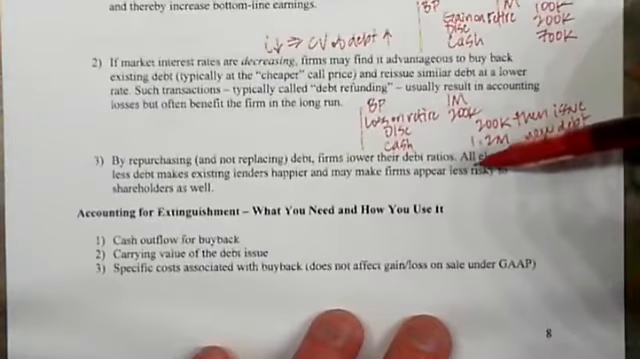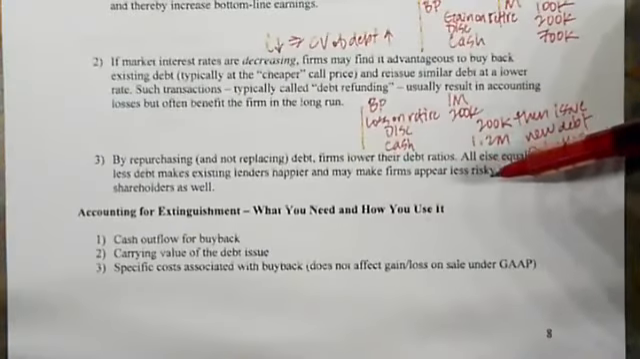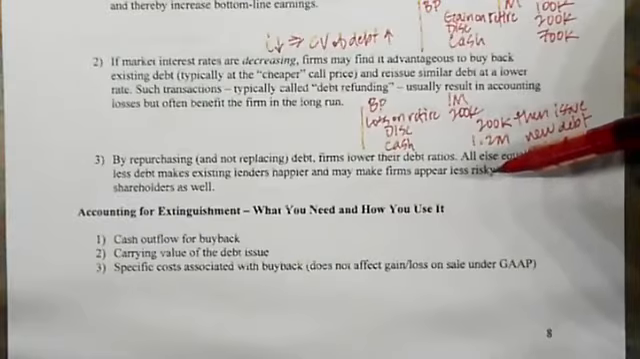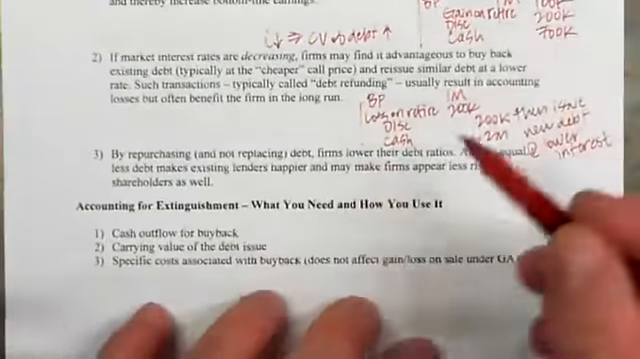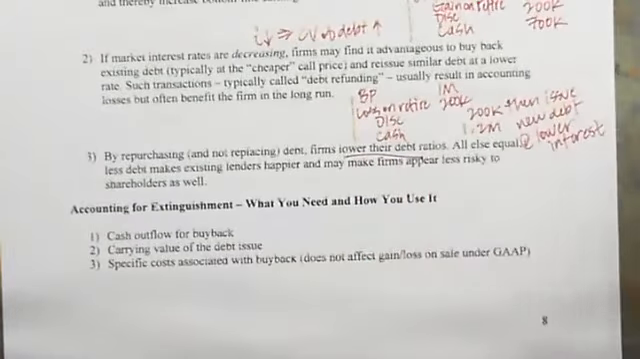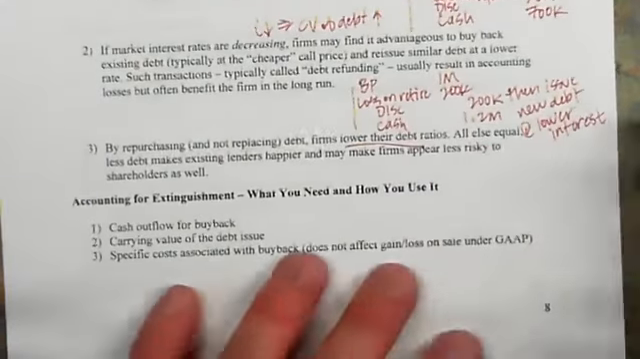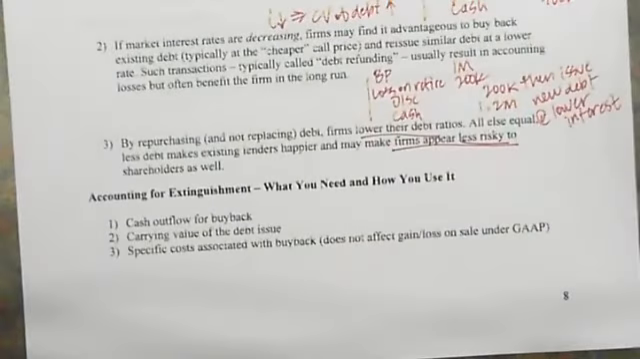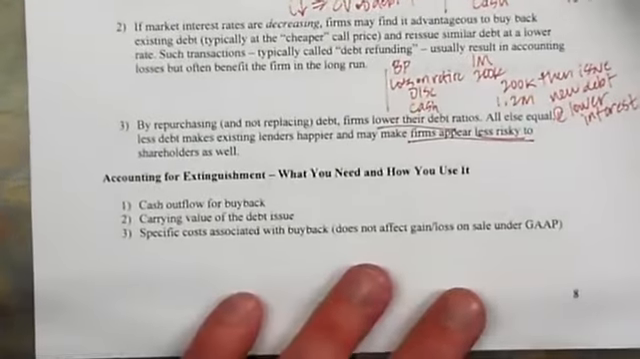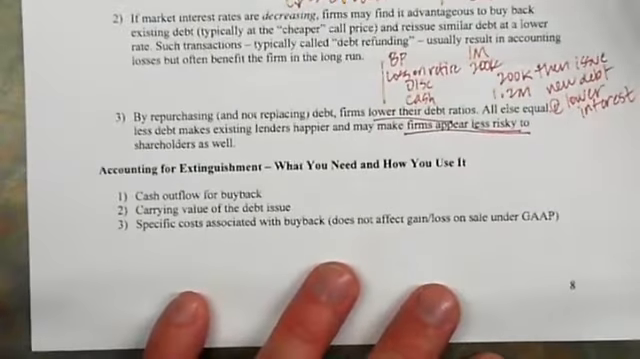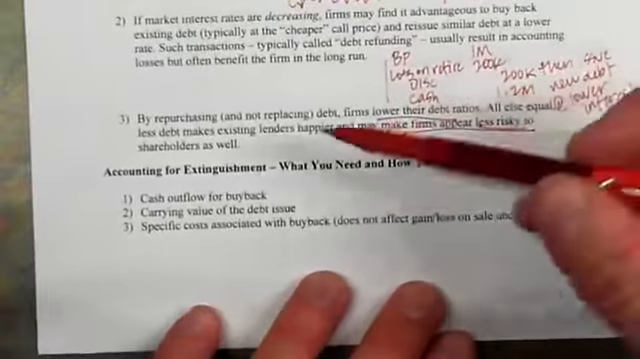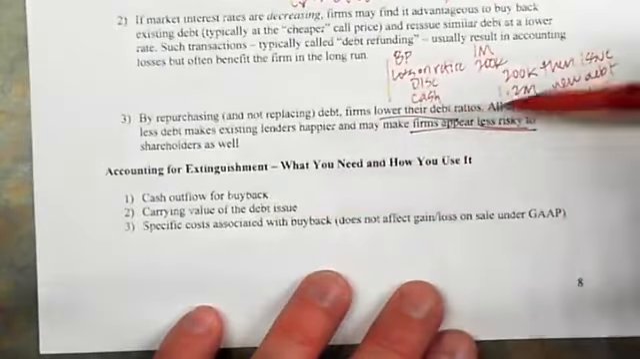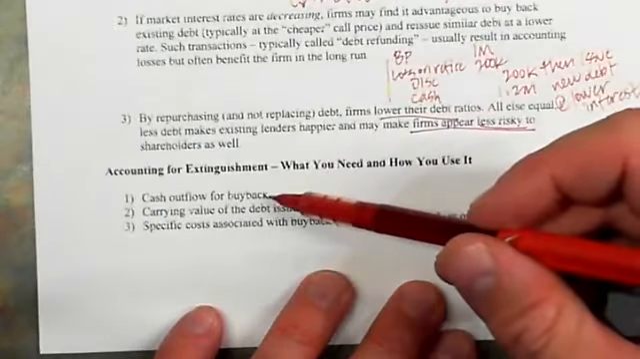Overall, why firms might want to repurchase debt is that if you repurchase without replacing it, it lowers a debt ratio, right? All else equal, less debt makes investors happier. It makes the firm appear less risky to potential investors and to shareholders. So less debt, less leverage overall isn't bad news. So in order to account for this, we're going to have a cash outflow. That's the cash spent on buying back the debt.